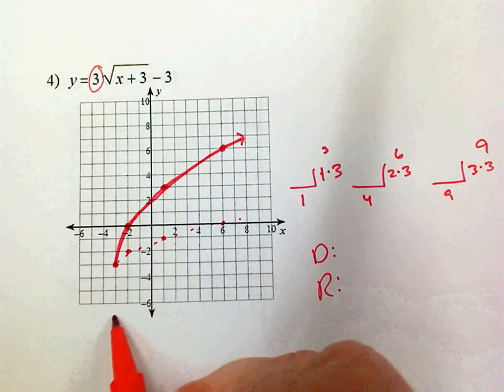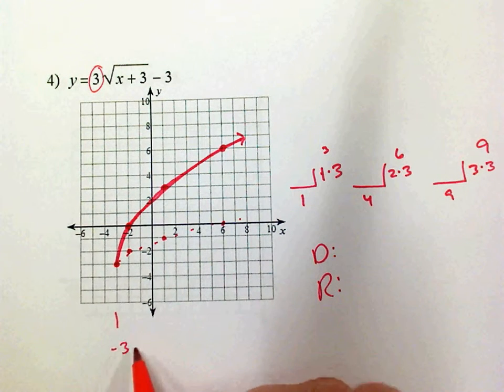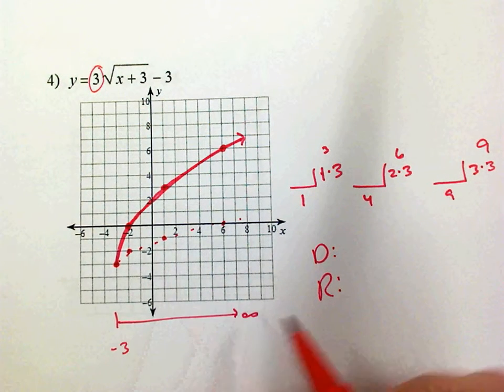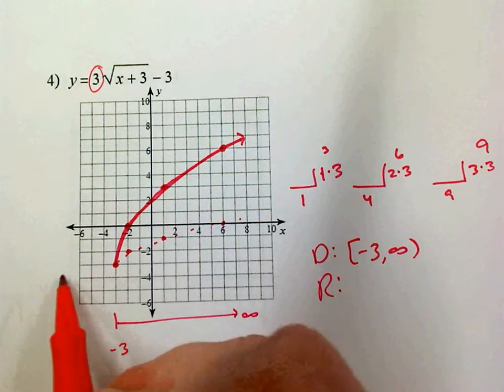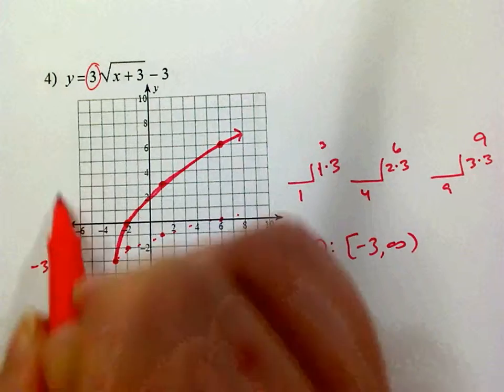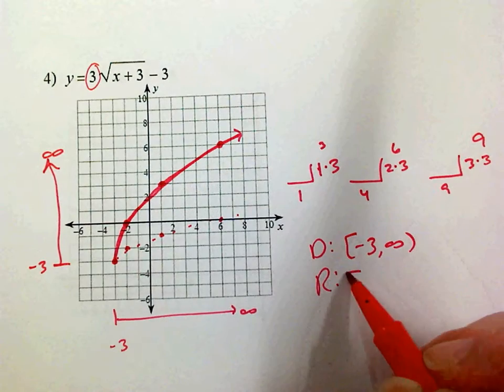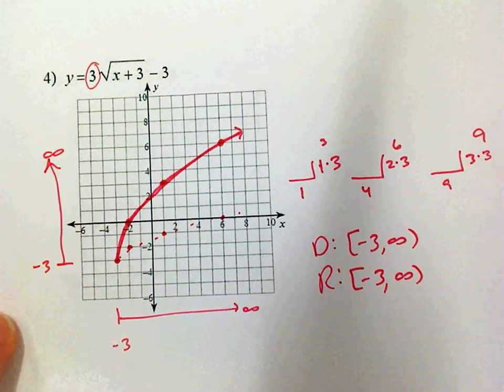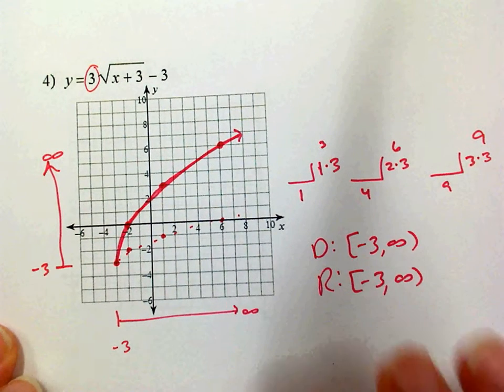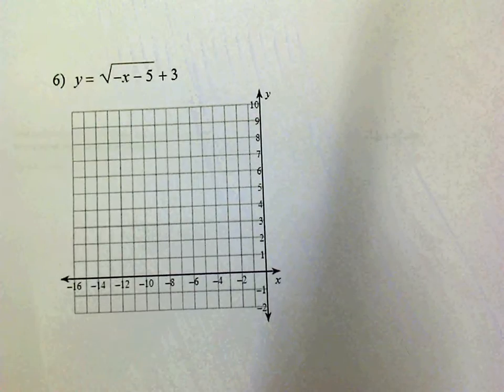So domain is left to right. The farthest to the left it goes is -3. The farthest to the right it goes is infinity. Range is up and down. The lowest it goes is -3. The highest it goes is infinity. So there you go. Okay. Now let's try number 5.